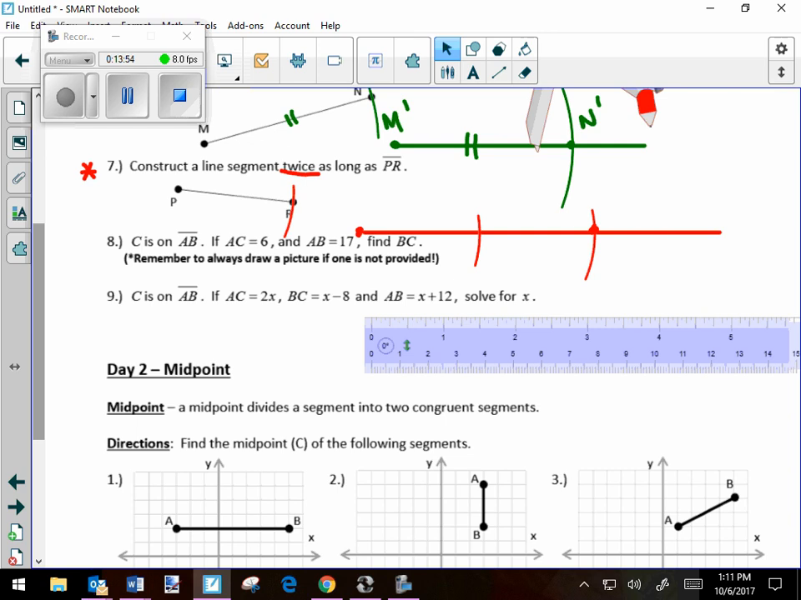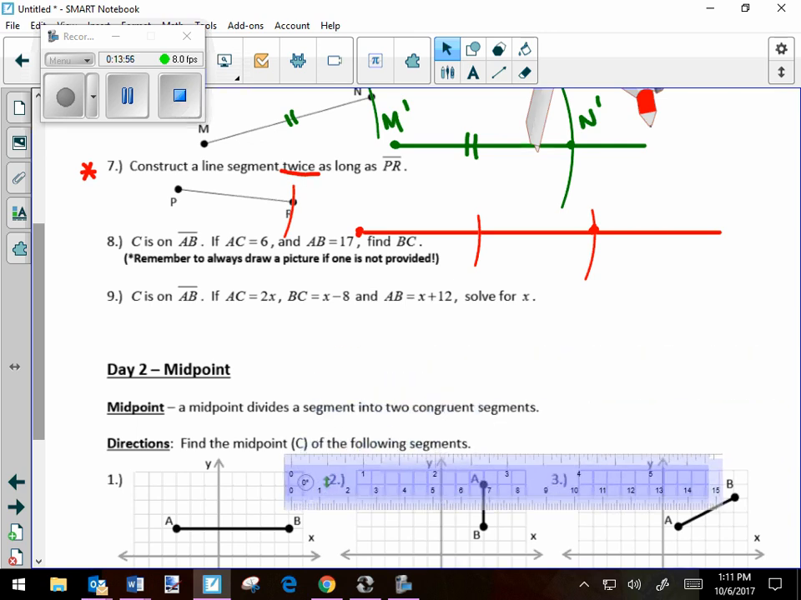Questions 8 and 9 both have a little note there that indicates that you are supposed to draw a picture if one is not provided. So they're telling me that we have a line segment that goes from A to B. And this is not a construction. It's just a quick sketch. And it says C sits somewhere on the segment that goes from A to B. We have to place C somewhere.